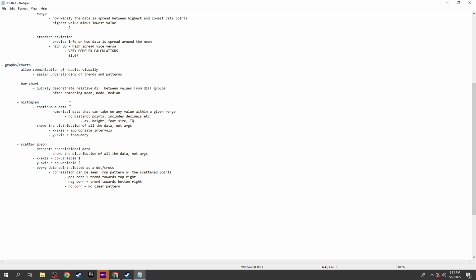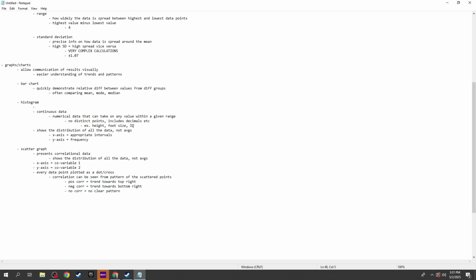Also, I forgot to add it. It's basically a bar chart design, but the bars are touching, except for when an interval has no data. The bars are touching. Okay. Yeah. There you go. Now you know what a histogram is.